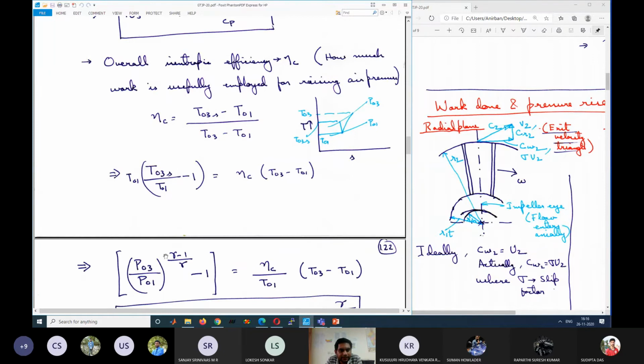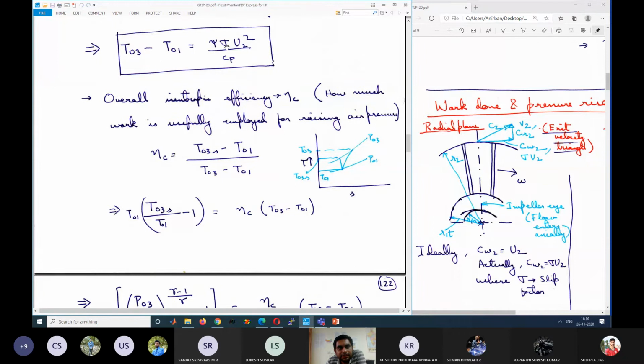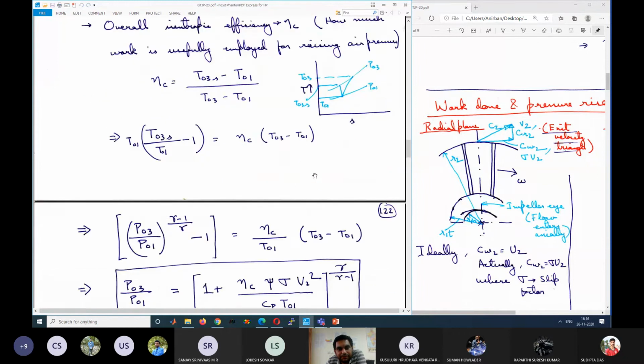So we can now write T03s by T01 as P03 by P01 to the power gamma minus 1 by gamma, from this diagram, where gamma is the gamma of air. Because we are dealing with air in the compressor, I am not writing it as gamma A. You can assume that it will be gamma A. So P03 by P01 to the power gamma minus 1 by gamma, minus 1. T01 we have taken to the other side. So we are left with eta C by T01 times (T03 minus T01). And what is T03 minus T01? It is psi sigma U2 square by Cp.